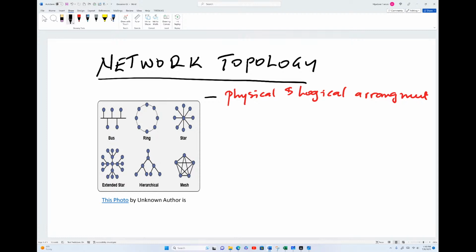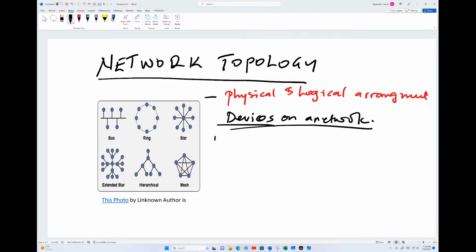So first and foremost, after looking at the definition, where we say this is the arrangement of physical and logical devices, we should not forget the word devices. These devices are the computer devices. How they are arranged on a network is very, very important, and that's what we call the network topology.